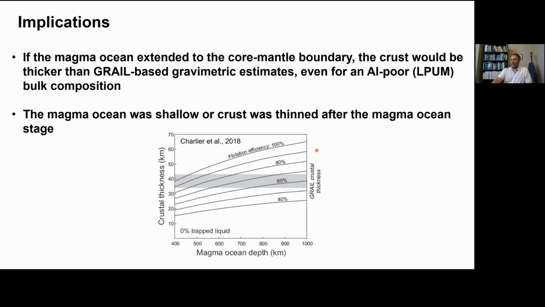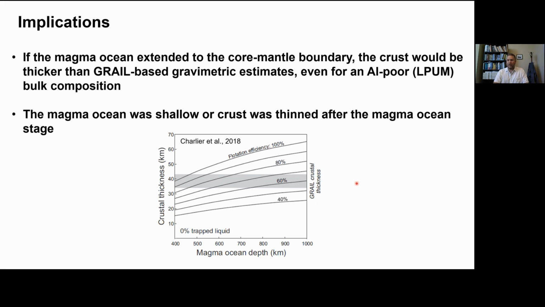Okay, the GRAIL-based crustal thickness, this was determined using gravimetric data and a crustal structure model, suggests that the lunar crust is on average about 40 kilometers thick. So if the plagioclase flotation efficiency is 75%, then the crust would be too thick unless the magma ocean is shallow. And so if this model is right, the conclusion is the magma ocean was shallow or the crust was thinned after the magma ocean stage. And I think the jury is still out on the accuracy of this model, and we'll have to investigate that further.